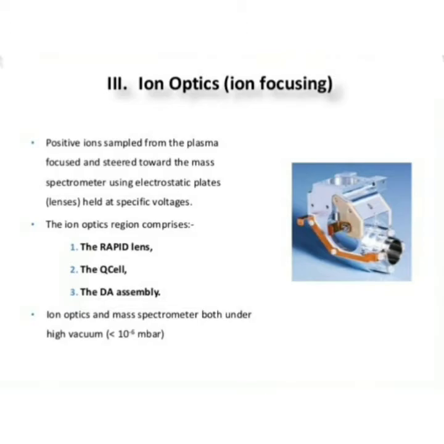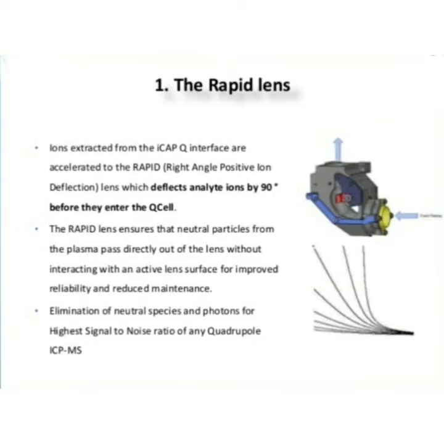The RAPID lens, you can see in that image, ions extracted from the interface are accelerated to the RAPID. That is the full form: right angle positive ion deflection lens, which deflects analyte ions by 90 degrees before they enter the Q cell.